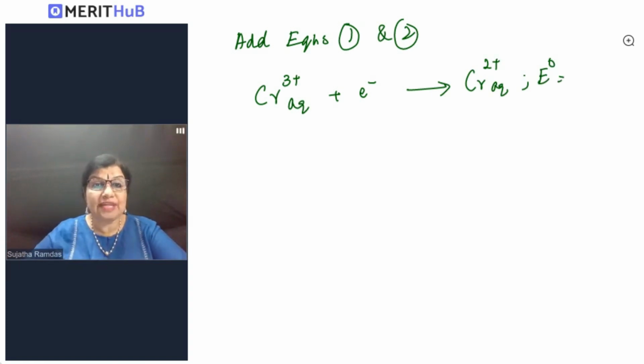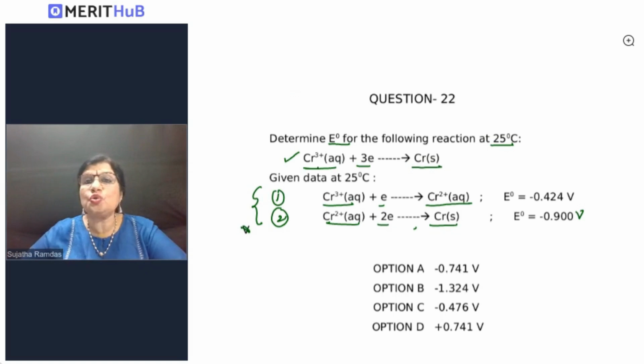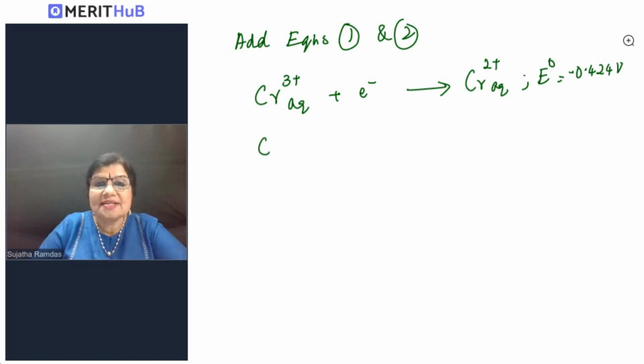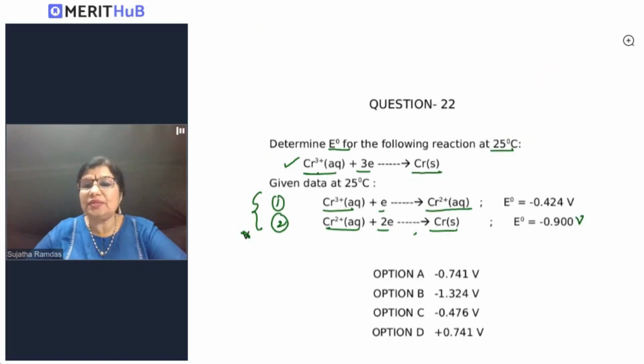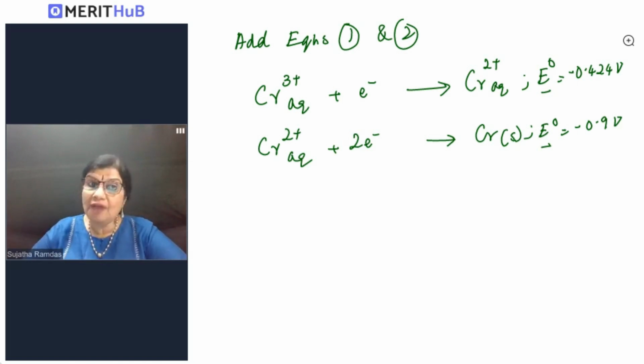The standard reduction potential for this half equation is found to be minus 0.424 volt. The second equation is Cr2+ aqueous gaining 2 electrons to give Cr solid, right? And what is the E naught value there? The standard reduction potential is minus 0.9 volt. So both these are reduction potentials corresponding to these two reduction half equations.